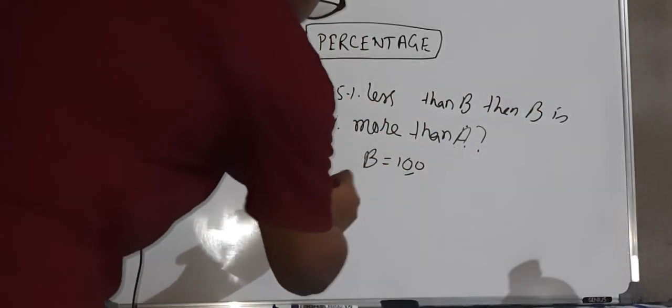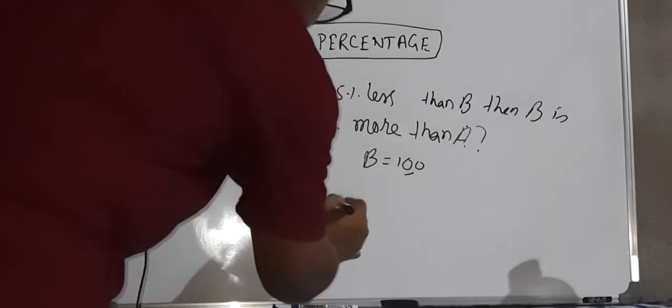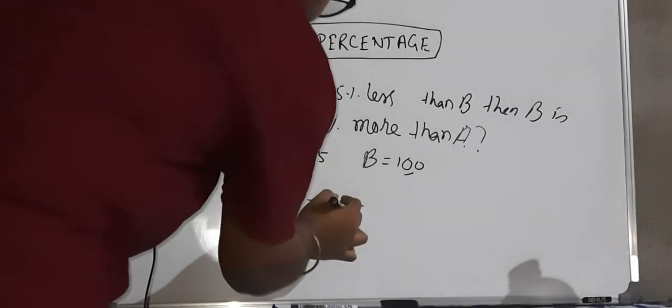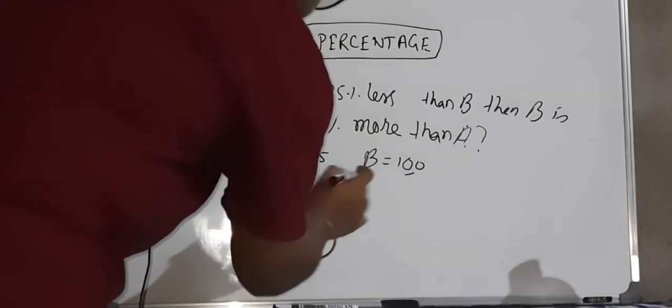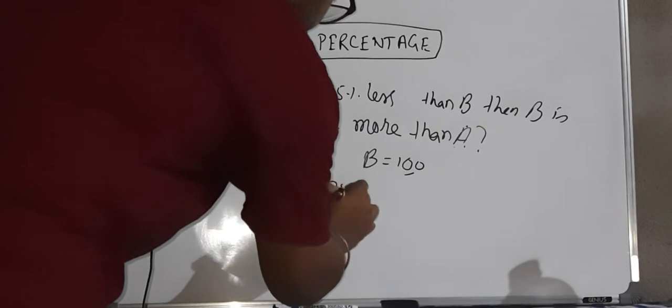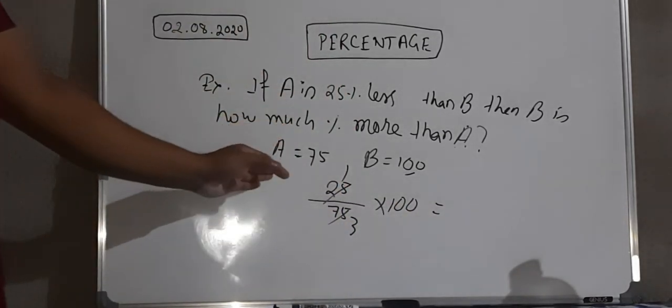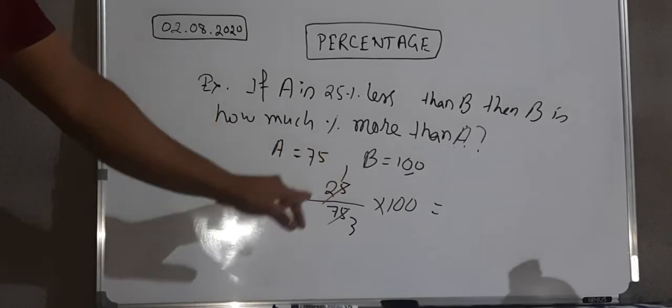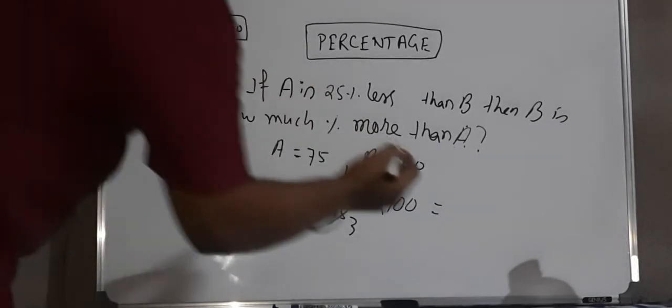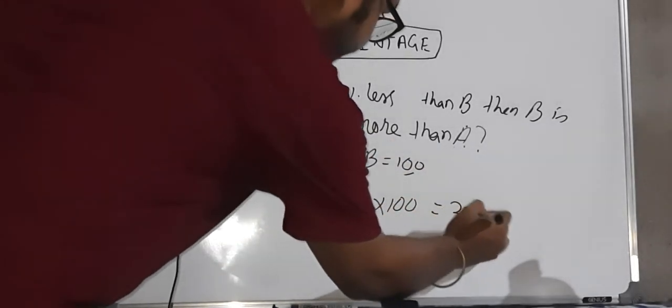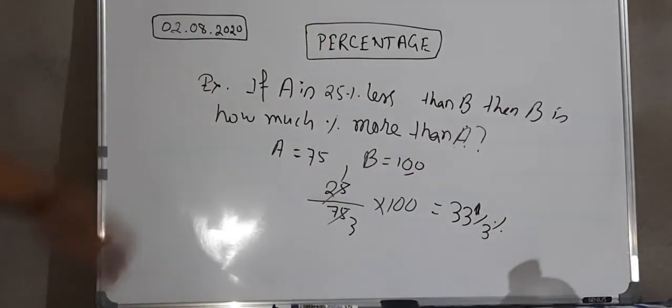Again, we have to find our answer with respect to A. So I will write 75 here and the difference of 100 and 75, which is 25, into 100. So 25 by 75 into 100, eventually it will become 1/3 of 100. So our answer is 33.33%.